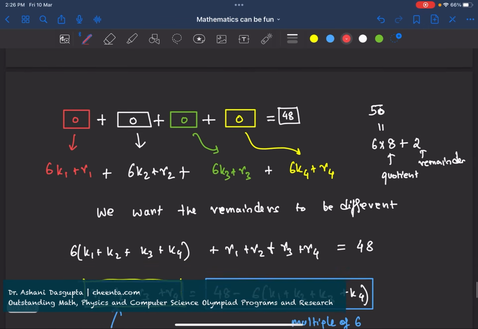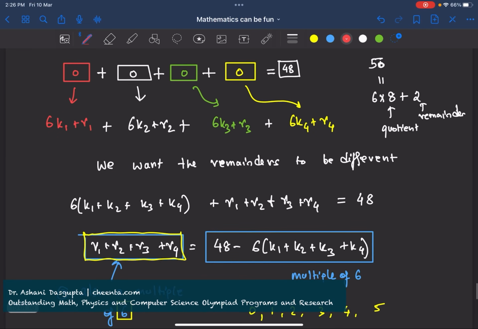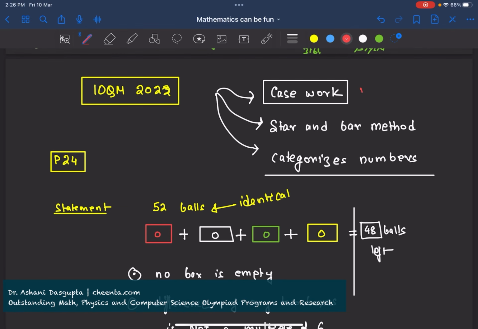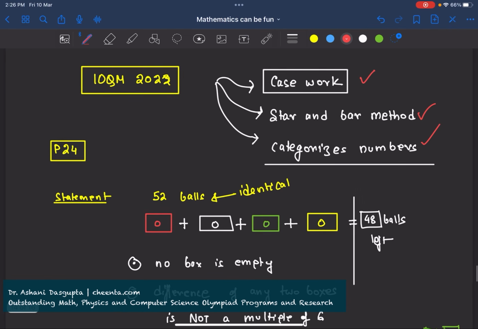So quite a nice problem, involves different concepts. Casework, we did a lot of that. We did the stars and bars method, and we also categorized numbers and analyzed their different forms in terms of 6. Okay, so I think you should be able to do problems like this now.